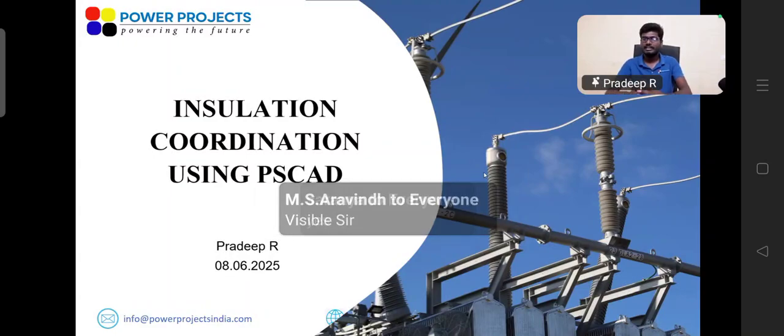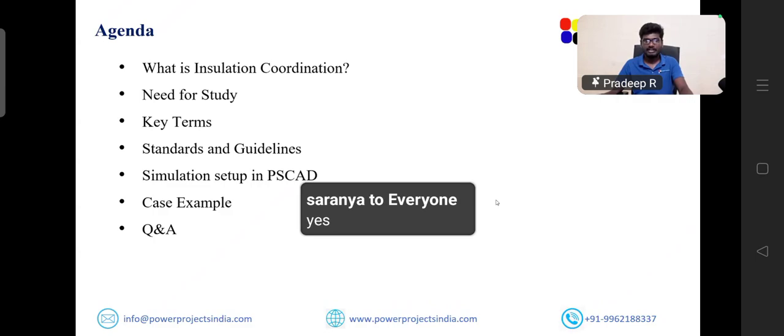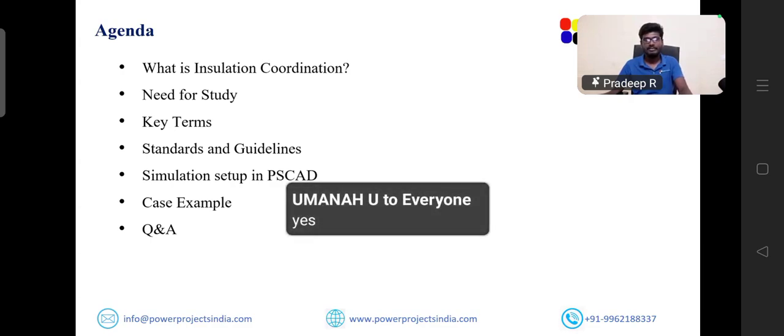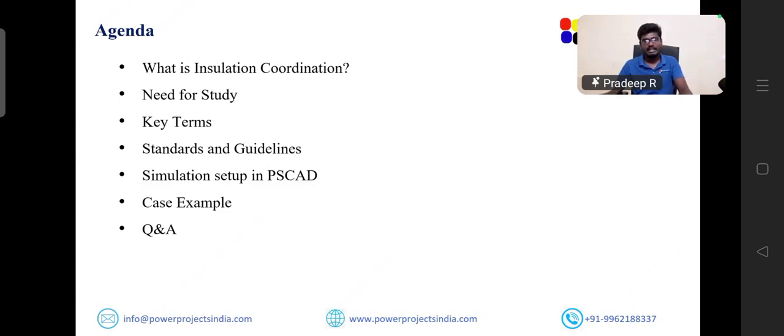So installation coordination. So we can start. What we are going to see in today's session is what is installation coordination and what is the need for this installation coordination, right? And what are some key terms to be noted, and the standards and guidelines we are going to follow for performing installation coordination, like international standards, what are they? And the basic simulation setup, right?